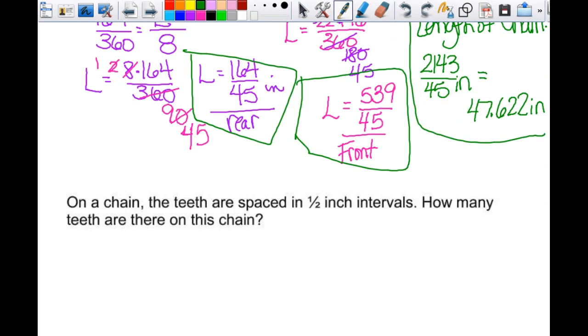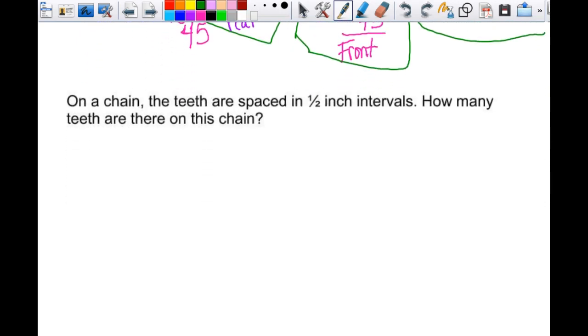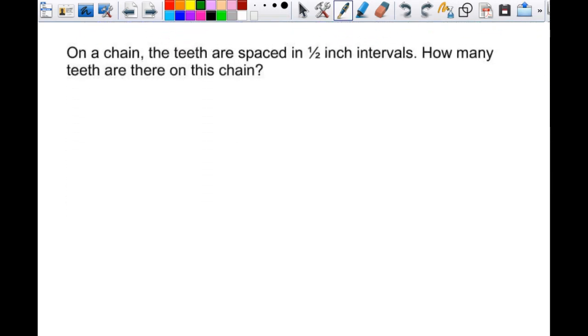And I know that they're at half-inch intervals, so I want to know how many teeth there are on this chain. I want you to think about how you might figure that out while I pass out the homework, and then we'll talk about it. Okay, as I was walking around, I heard, "Well, I would just multiply by 2," or "I would just divide by 2." I kind of heard both, and then I heard some discussion.